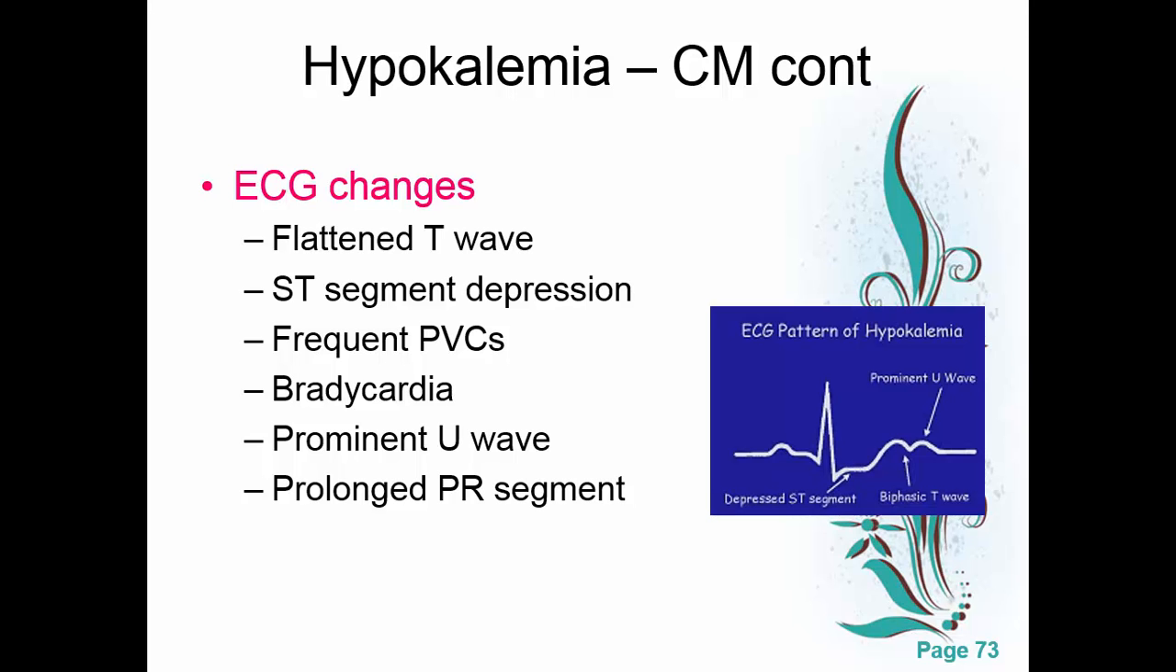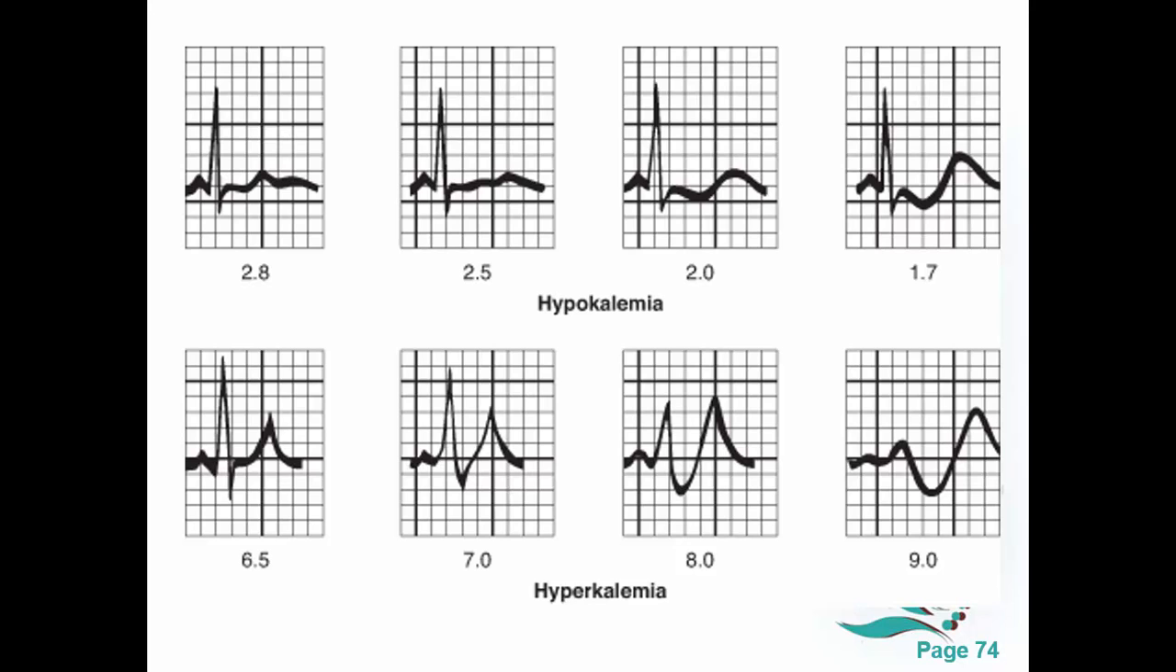Other manifestations are going to be your ECG changes. Some of the things that you'll see with low potassium are going to be flattened T waves, ST segment depression, frequent PVCs, bradycardia, a prominent U wave, and prolonged PR segment, which this picture shows you some of those. And this shows you some other waveforms that you will see with hypokalemia on the top. At the bottom, it's got your hyperkalemia, which we'll talk about in just a minute.